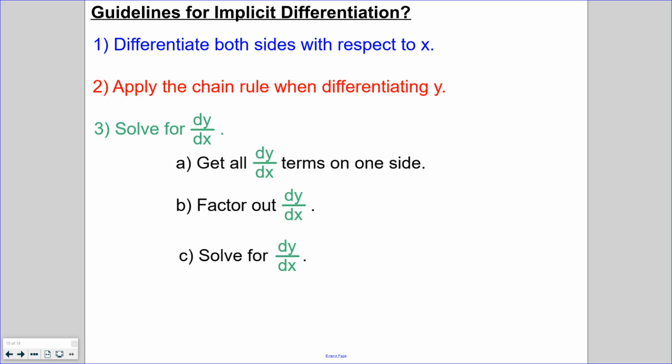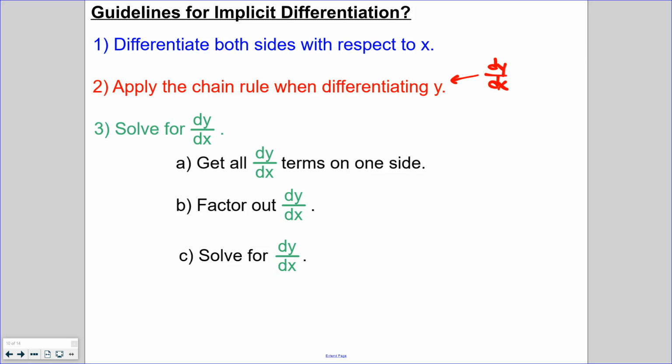That essentially means whenever we take the derivative of a y value, we're always going to multiply the derivative expression by dy over dx because we need the chain rule. And then finally, we want to get the dy over dx by itself, because dy over dx is our derivative, so we need to isolate it. To do that, get all the dy over dx terms on one side, factor out the dy over dx, and then solve for dy over dx, aka get it by itself.